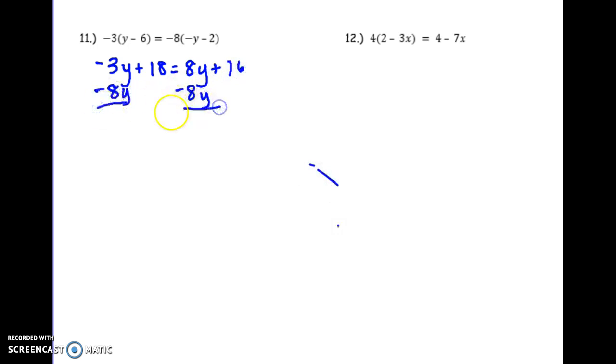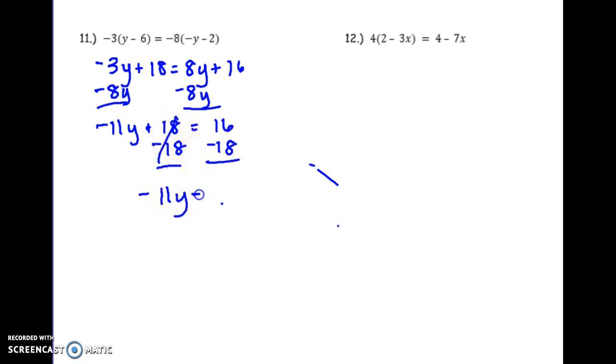Okay, number 11, when I distribute, I've got negative 3y plus 18 is equal to 8y plus 16. When I do that, I'm going to subtract 8y from both sides. When I do that, I've got negative 11y plus 18 is equal to 16. I'll subtract my 18 from both sides. And when I do that, negative 11y is going to be equal to a negative 2. So when I divide by negative 11, I end up with y is equal to 2/11.